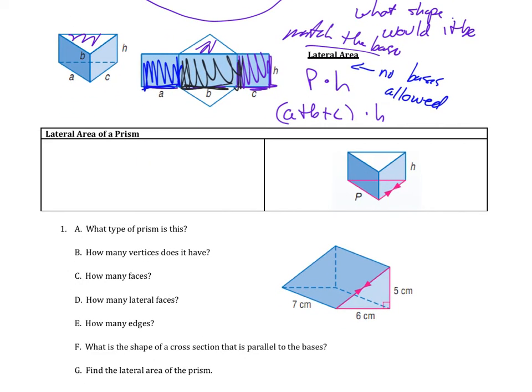So lateral area is just going to be perimeter of the base times the height. So once you decide what the base is, like here is your triangle, that's your base times the height.